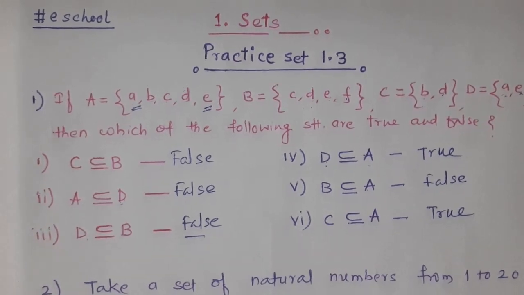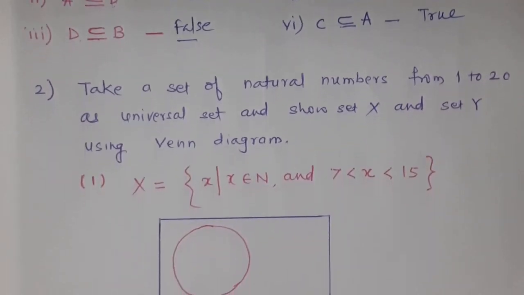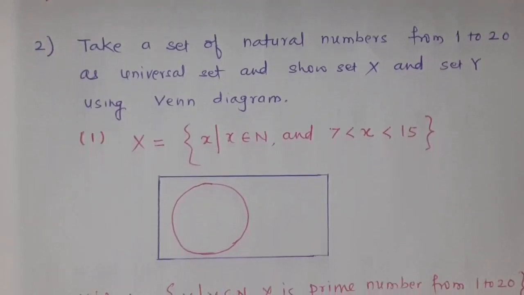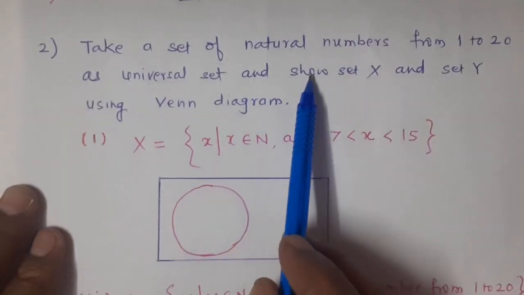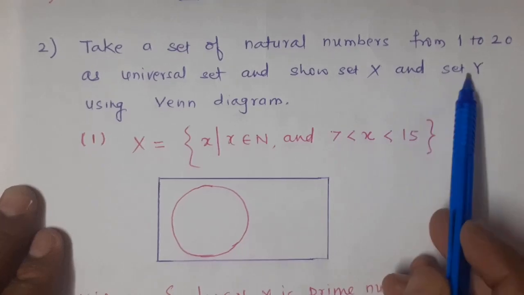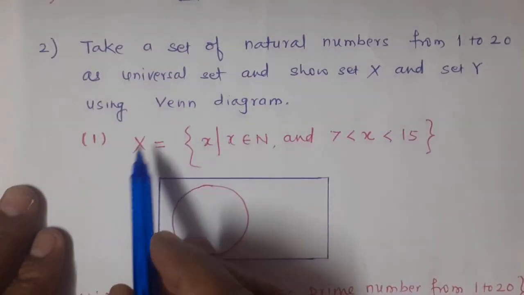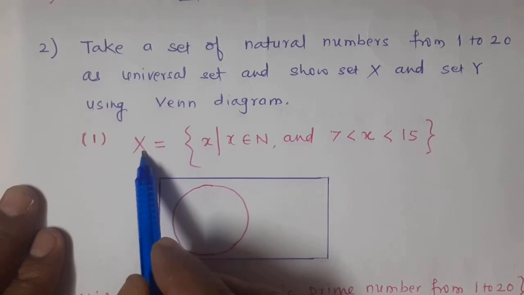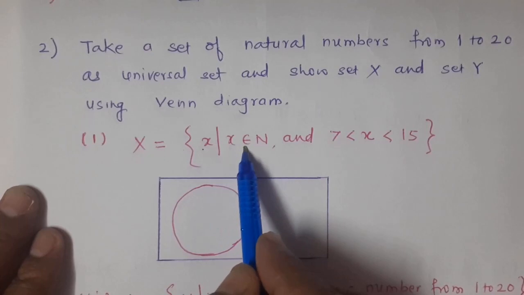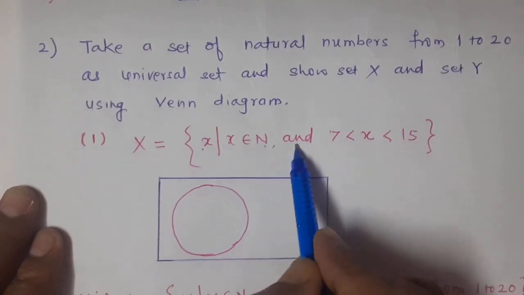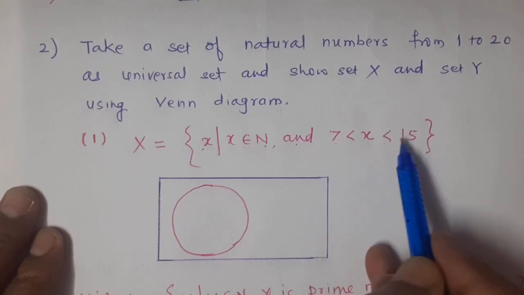Then next exercise: take the set of natural numbers from 1 to 20 as the universal set and show set X and set Y using a Venn diagram. Here it is given that X is the set of all x where x belongs to natural numbers, and x is greater than 7 and less than 15.